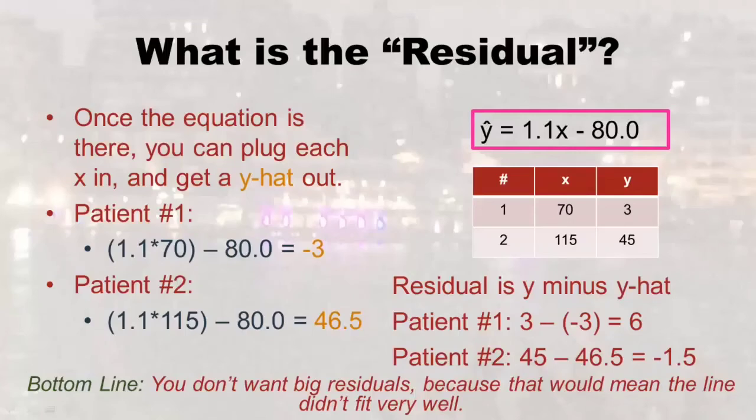Then for patient 2, we took y, which was 45, minus y hat, which was bigger, 46.5, so we got -1.5. That's the residual. This is how you calculate it, and this is what it is. But the bottom line is, you don't want big residuals, because that would mean the line didn't fit very well. If you have a really good fitting line, you have very small residuals. You're probably wondering what a good fitting line is. Well, we'll get to the coefficient of determination, and that'll help you see what constitutes a good fitting line.